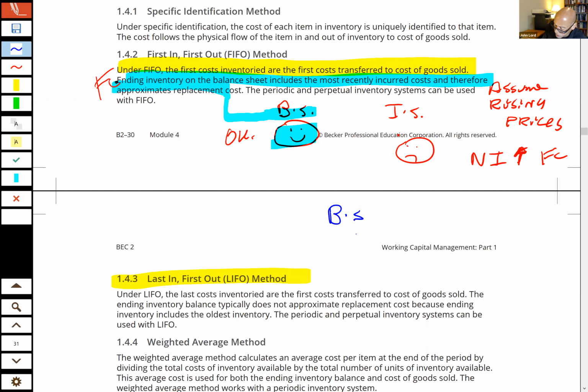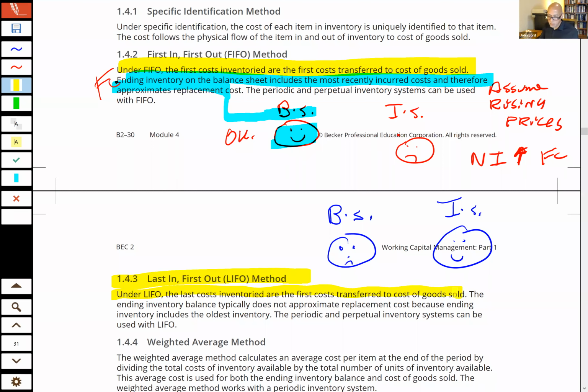Now the balance sheet is what? Is sad. And the income statement is happy. And let's just remind ourselves under LIFO, the last cost inventory, the first cost transfers to cost of goods sold. So the stuff that we most recently bought is what's hitting the cost of goods sold on the income statement first, and we're matching that better against current sale prices. So net income is probably okay. Net income is looking right.